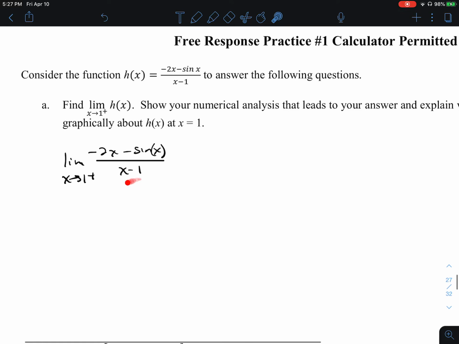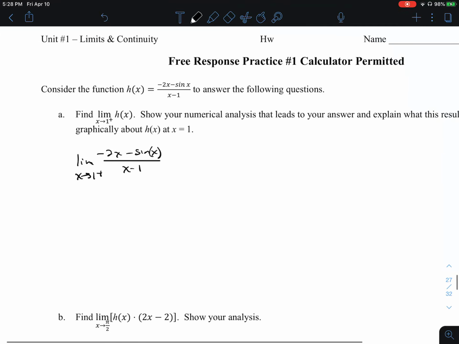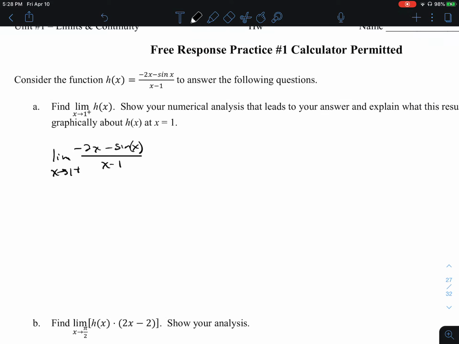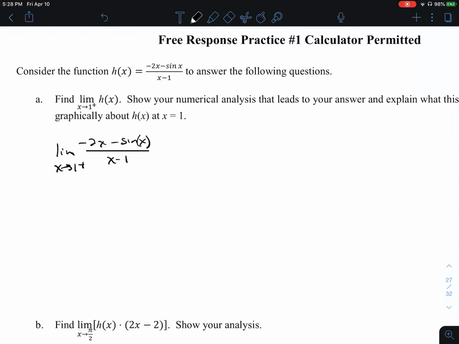So what does that tell me? That tells me this has a vertical asymptote at x equals 1. It's got to, because this is a non-canceling factor in the denominator. If we approach 1 from the right, is the graph going to be going up or is it going to be going down? We could probably figure that out. This is a calculator permitted problem. So use a little table.